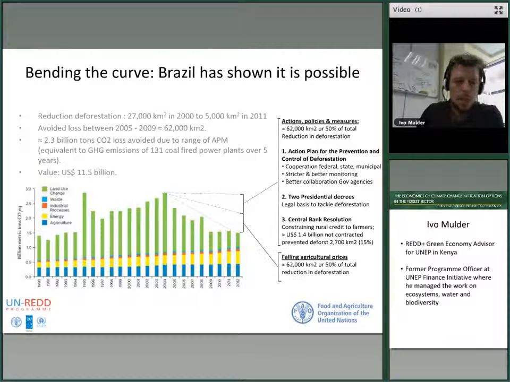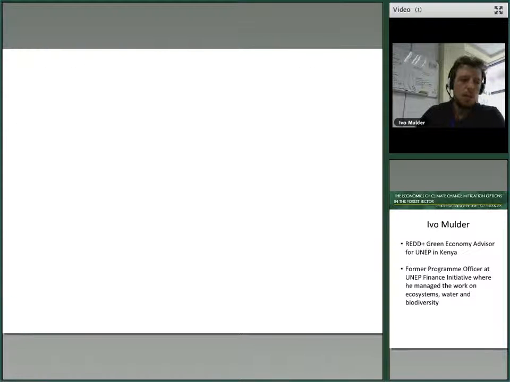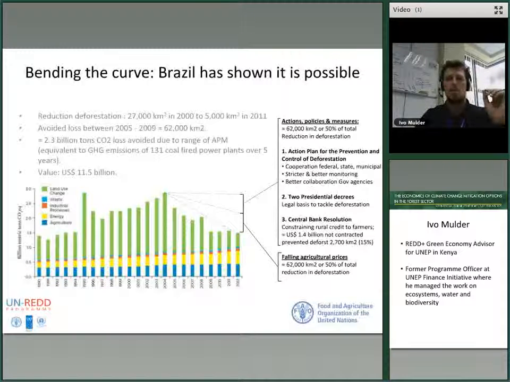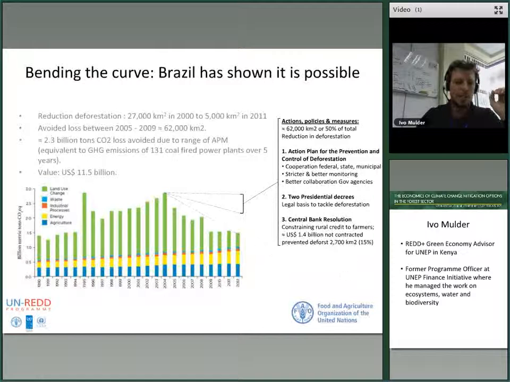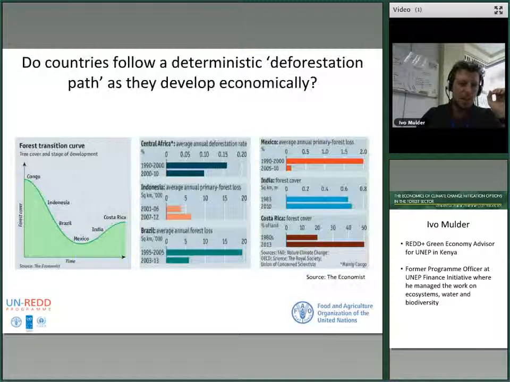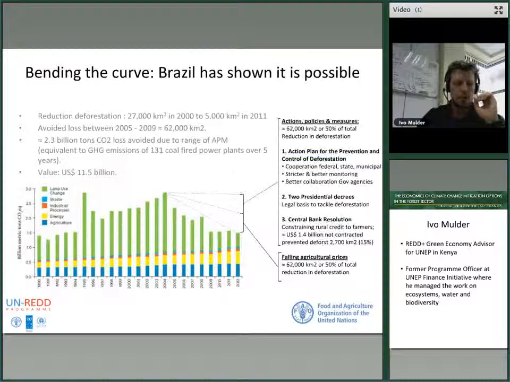At the same time, the market was also playing an important role. Falling agricultural prices basically meant that there was a reduced pressure to increase deforestation or to maintain deforestation at the same levels. So basically this is about trying to bend the curve that would make countries not follow the same line as we see on this graph on the left, but really to decouple deforestation from economic growth.